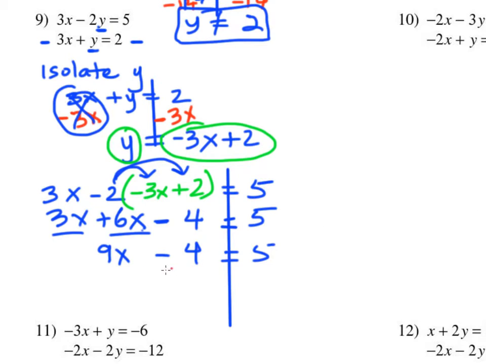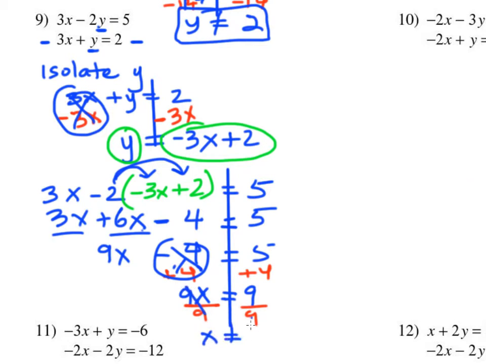All right, how do I get the x by itself? I'm going to add 4 to both sides, so that is going to give me a 0 pair right there. So 9x equals 5 plus 4. 5, 6, 7, 8, 9. Okay, so how do I get x by itself? I divide by 9. That makes a 1 over here. And x equals 9 over 9, which is the number 1. So x equals 1.